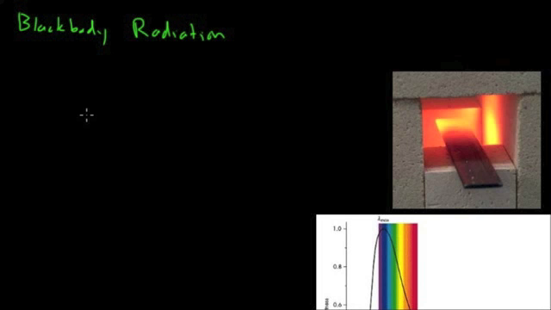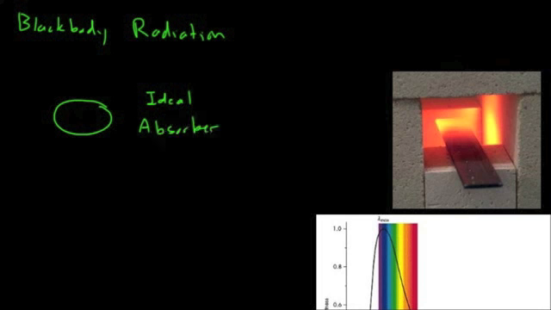So let's talk a little more precisely about what we mean by a black body. Let's say I have some object, and I'm going to assume that this object is an ideal absorber of radiation. What I mean by that is, let's say I have some red light being shone on this object, and some yellow light, and some blue light. If this is an ideal absorber, all of these wavelengths of light are going to be completely absorbed by this object. Nothing is going to be reflected off. And since nothing is reflected off, that means this object is going to be black.